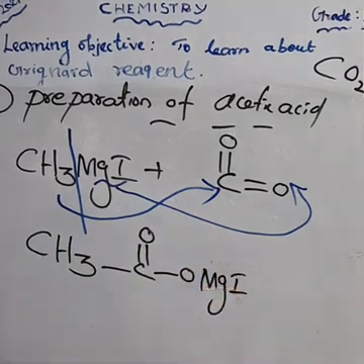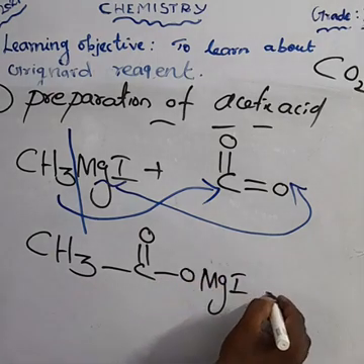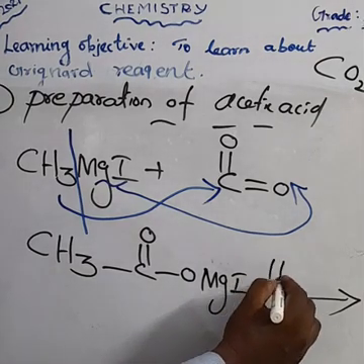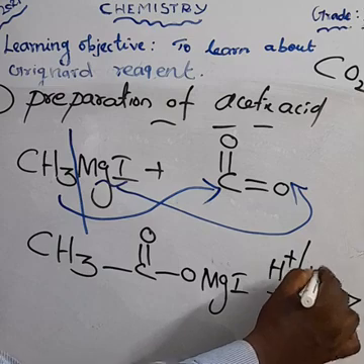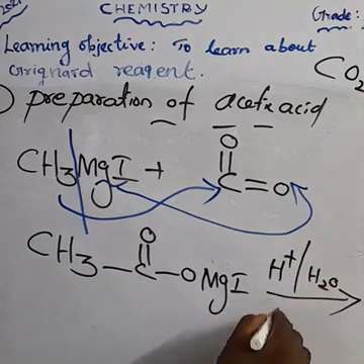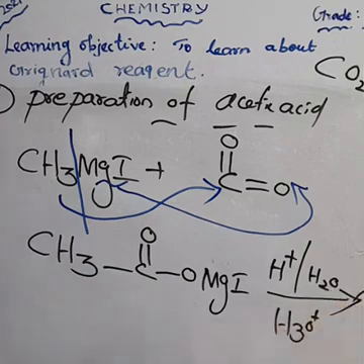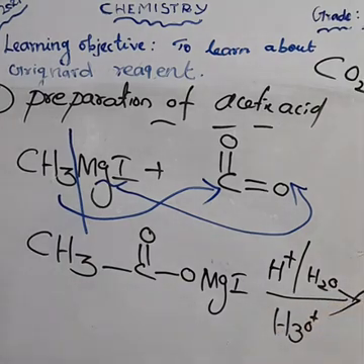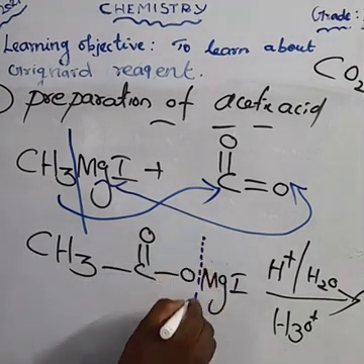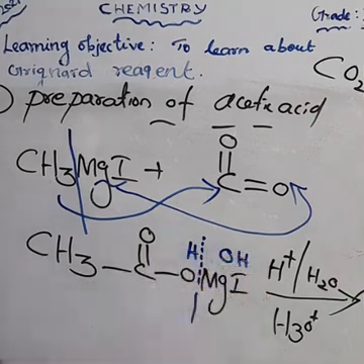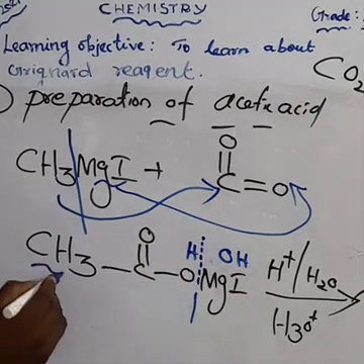MgI, magnesium iodide, again undergoes hydrolysis with water, acidified water. H plus and water, otherwise written as H3O+. Acidified water undergoes hydrolysis, adding water. So what is our expected product? Water can be written as HOH. So what is the compound? Can you say what is the compound?